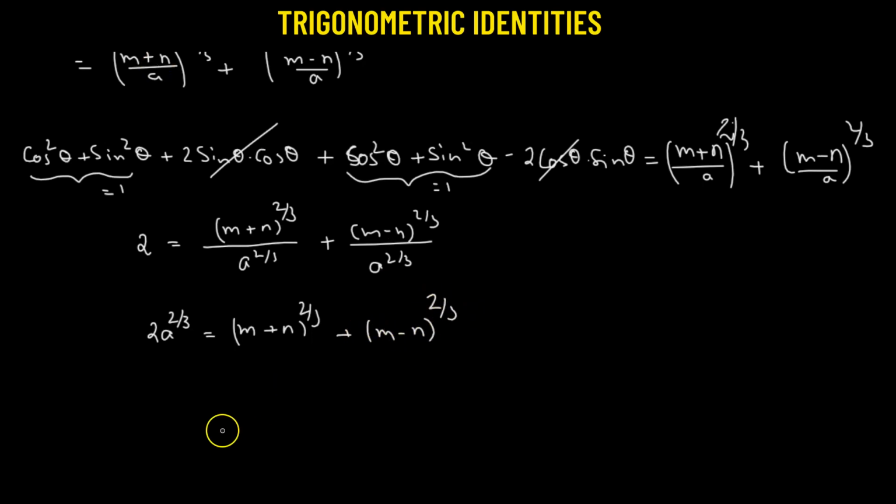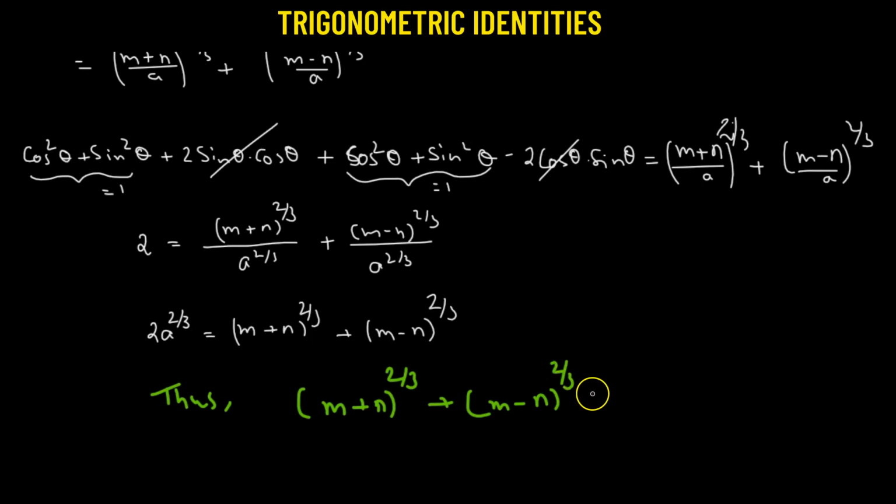Hence we have successfully shown that (m plus n) raised to the power of 2/3 added to (m minus n) raised to the power of 2/3 is equal to 2 times a raised to the power of 2/3. Hence proved.